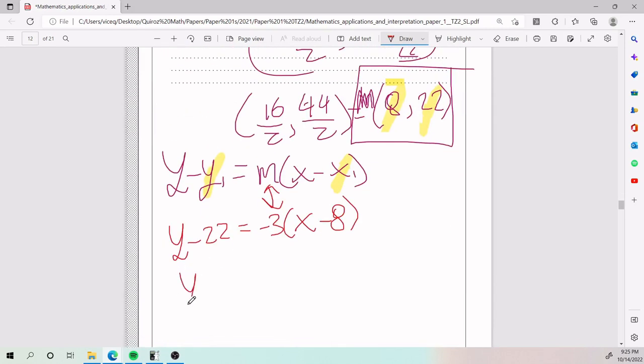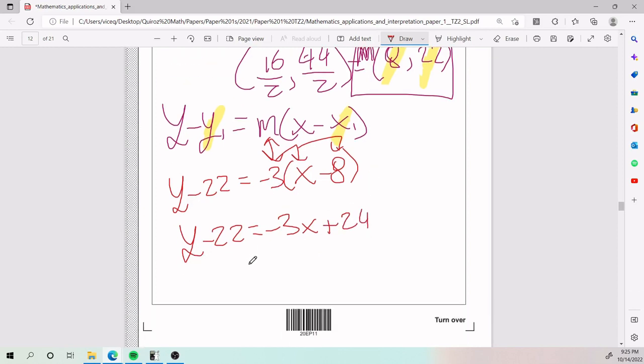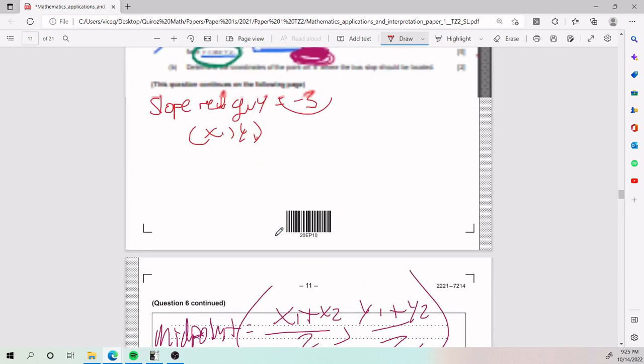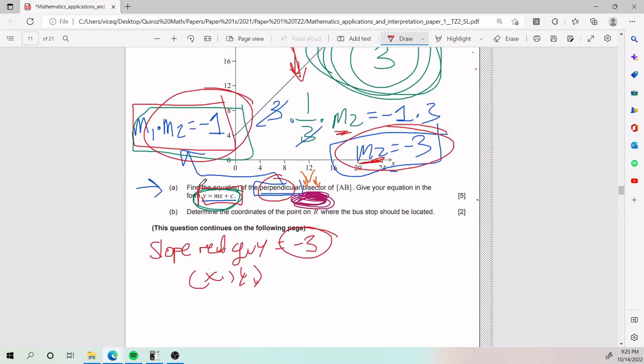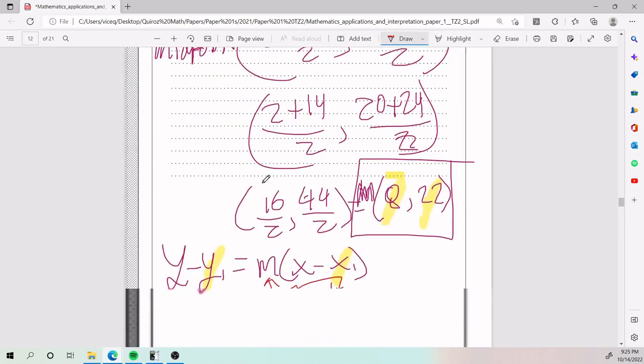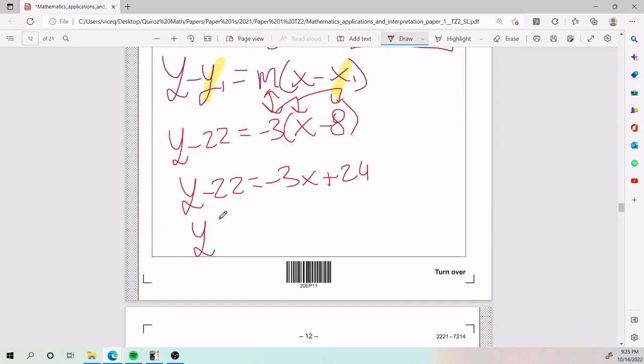Cool. So y minus 22 equals -3x plus 24, because I multiplied -3 times x, and we have -3 times -8. I want to get y alone. Why do I want to get y alone? Because this here is y equals mx plus c. And so we know that we have to get y alone, and everything else will just kind of float into place. So I'm going to do plus 22 to both sides, see what happens.